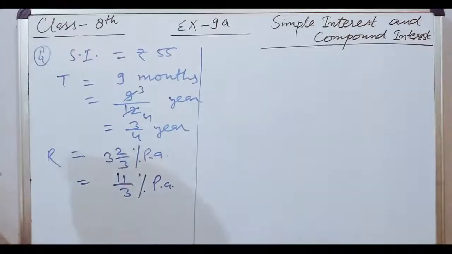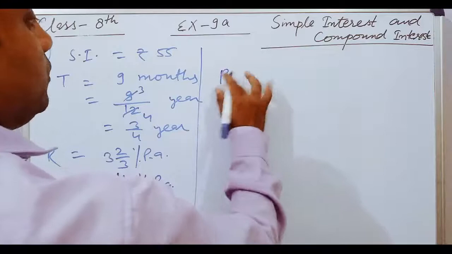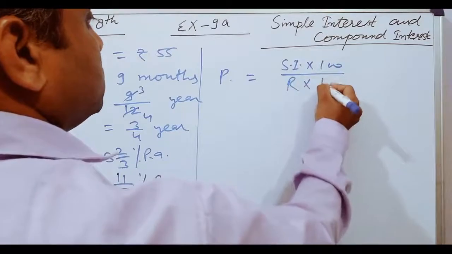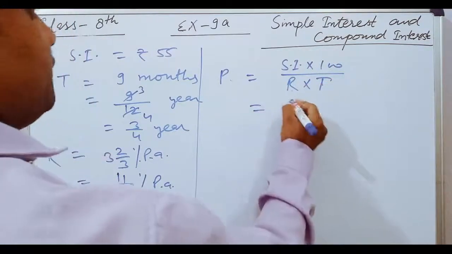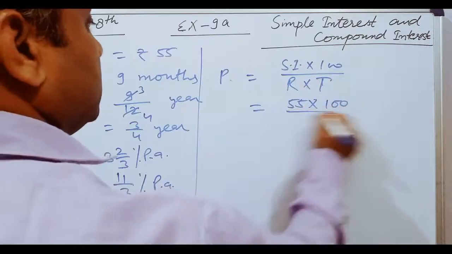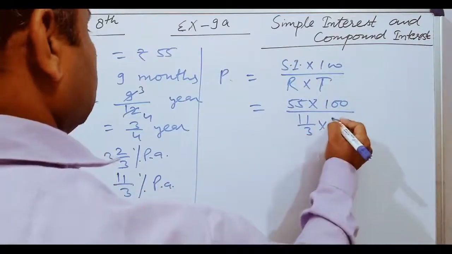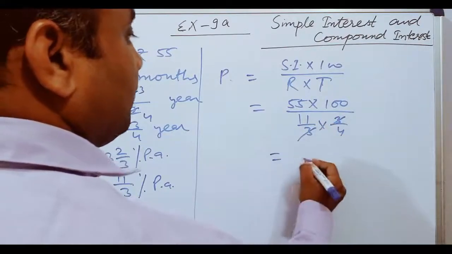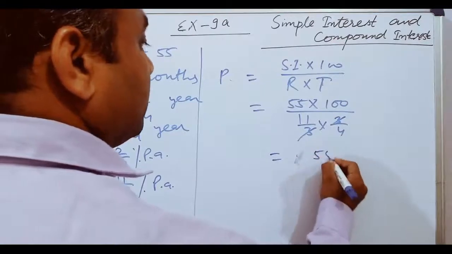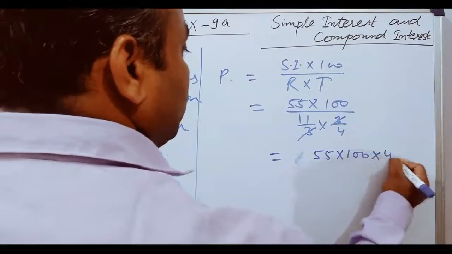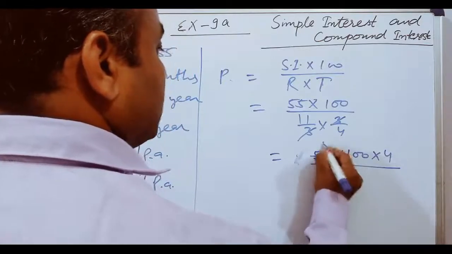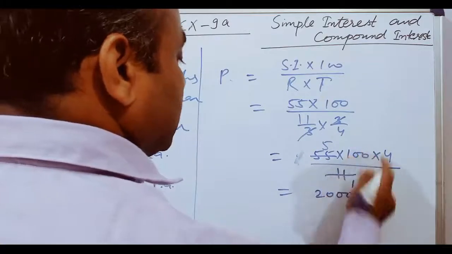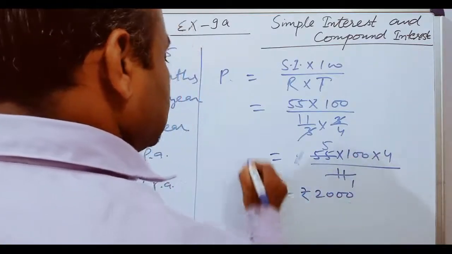3 3s are 9, 11 upon 3% per year. Now we have to find the sum, the principal. P equals SI into 100 upon R into T. SI 55 into 100, rate 11 upon 3, time 3 upon 4. 3 3 cancel, 4 will go up. So 55 into 100 into 4 upon 11. 11 1s are 11, 5 4s are 20, and 100 gives 2000. This is the principal.